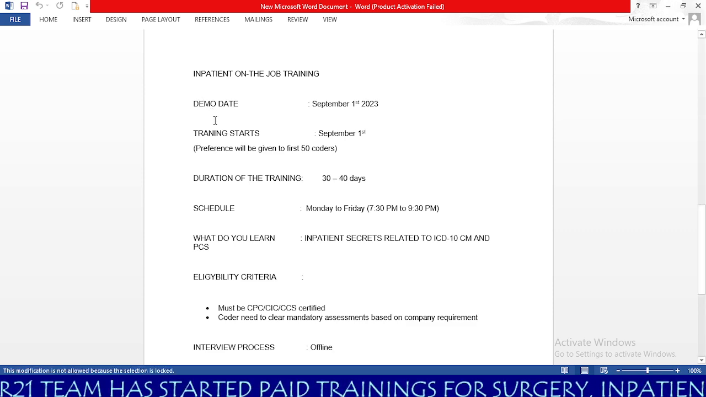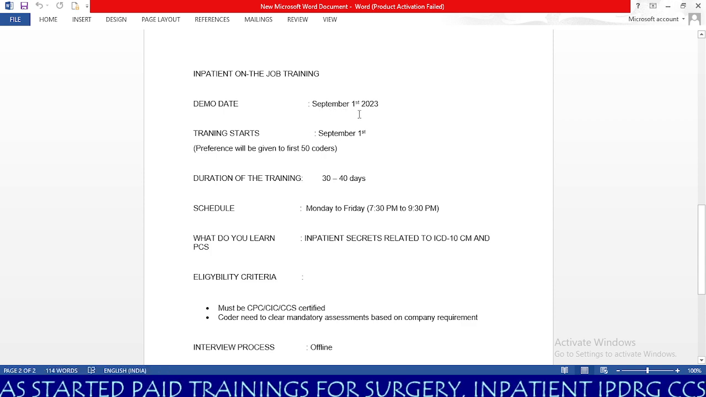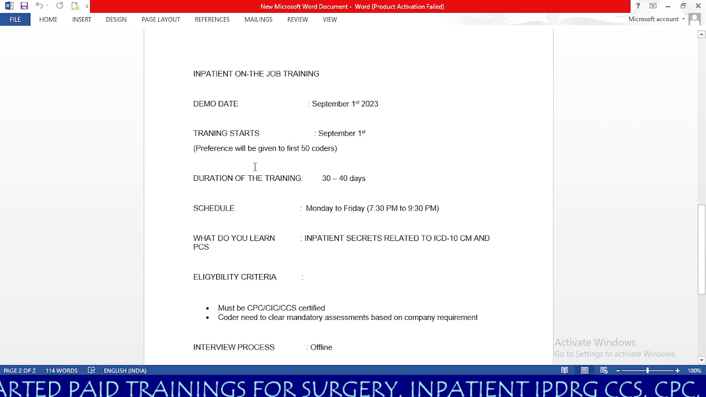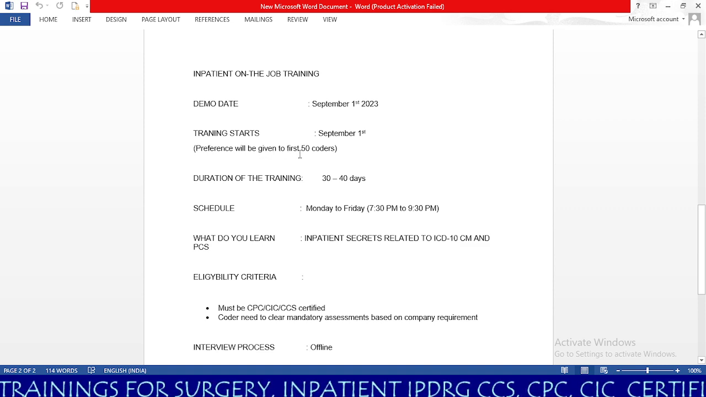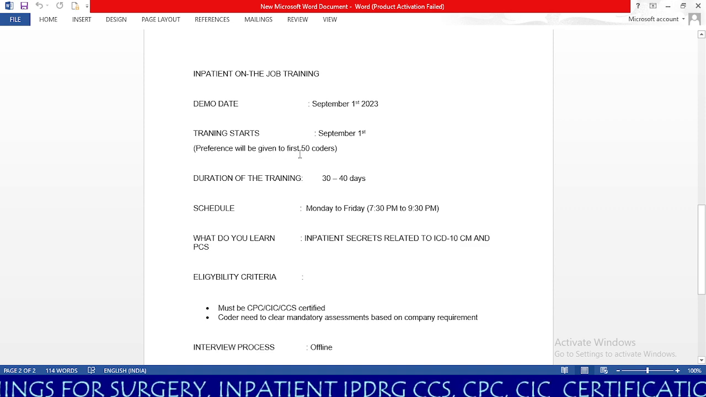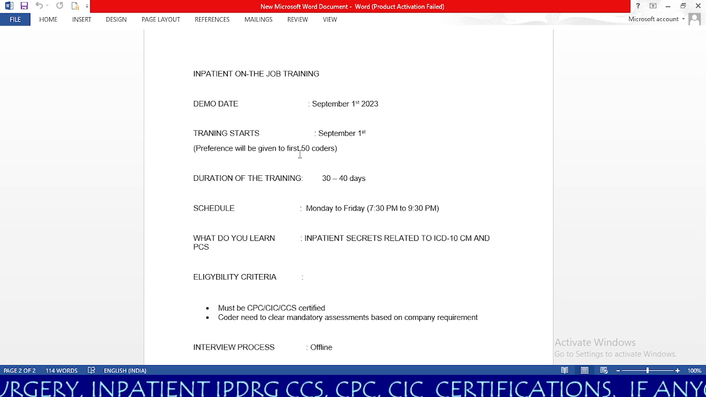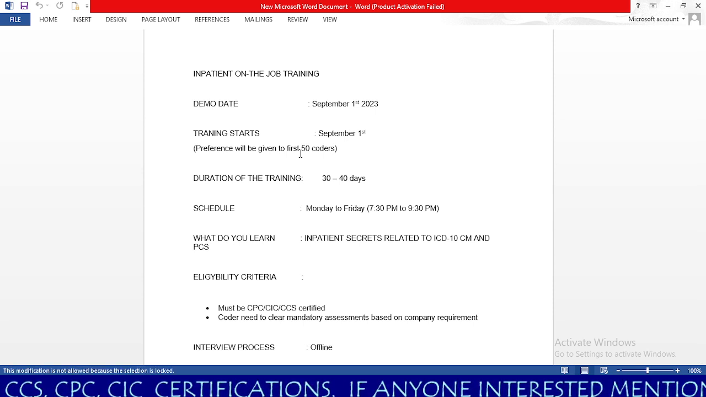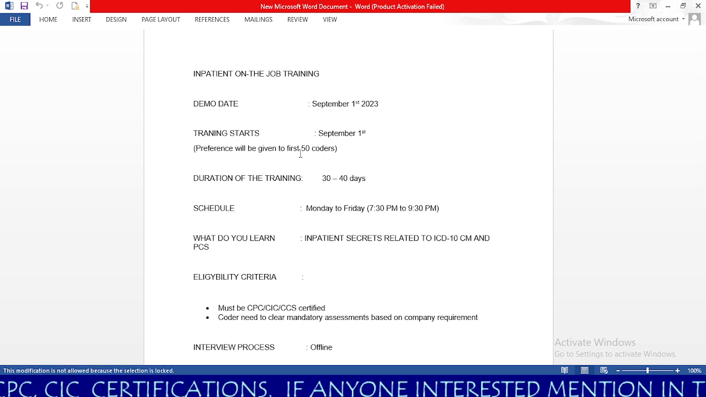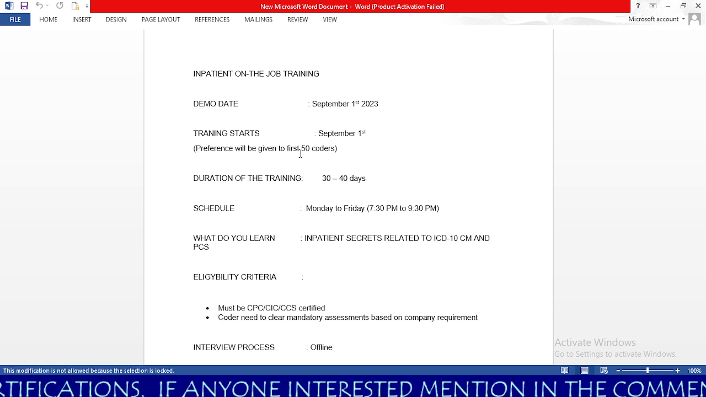This training has a demo, and the training starts on September 1st, 2023. We are going to give priority to the first 50 coders who enroll in this training session. As it is on-the-job training, there is a process of rigorous filtering, so based on the company requirement only, we will take people into this training.